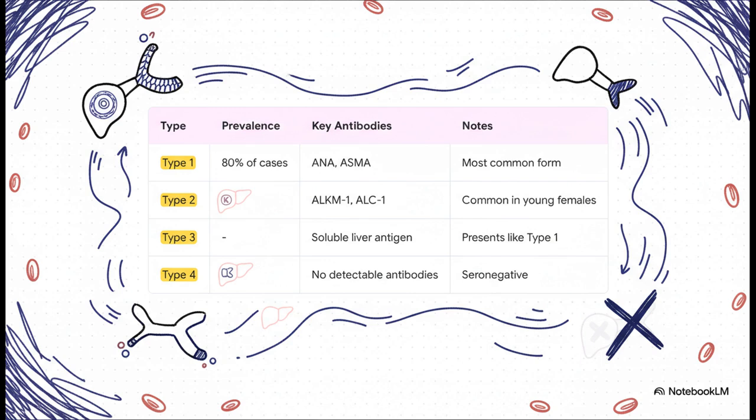Now this slide, this is pure gold for your exams. You have got to know the different types, which we classify based on their specific autoantibodies. Type 1 is the big one, the most common, and you'll see ANA and ASMA antibodies. But type 2, that's your classic board question. It's marked by ALKM1 antibodies, and you see it a lot in young women. Knowing these types is a great clinical pearl because it helps you piece together the puzzle of who your patient is and how their disease might progress.